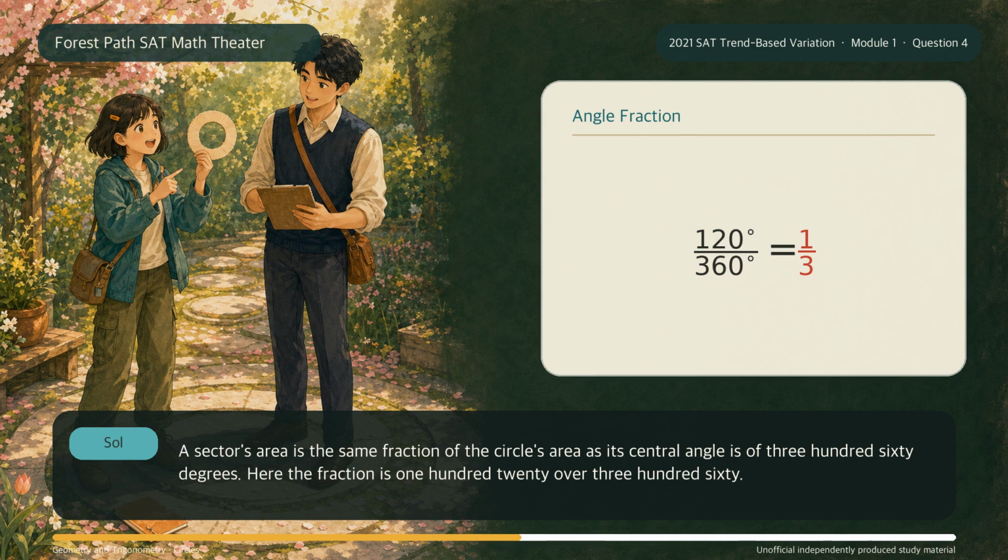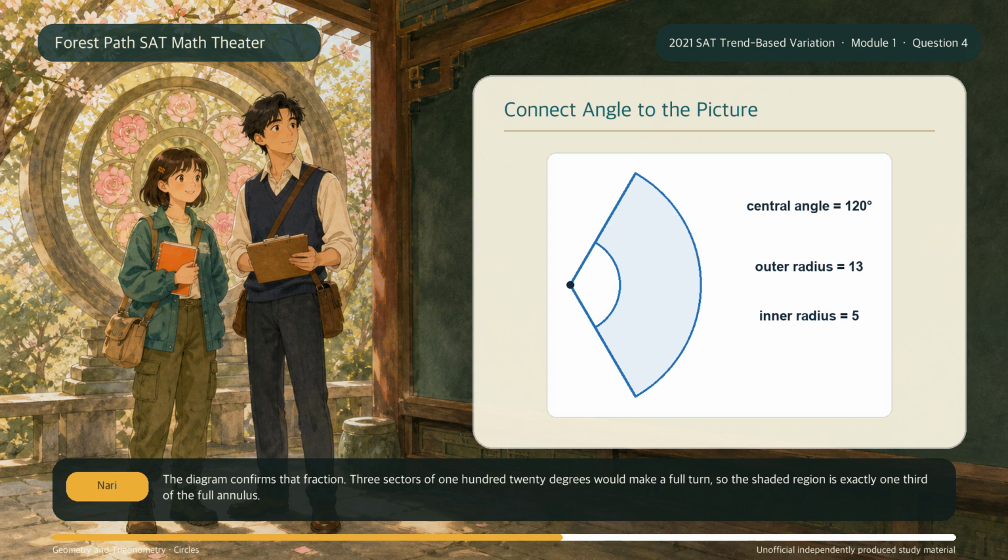A sector's area is the same fraction of the circle's area as its central angle is of 360 degrees. Here the fraction is 120 over 360. The diagram confirms that fraction. 3 sectors of 120 degrees would make a full turn, so the shaded region is exactly 1/3 of the full annulus.